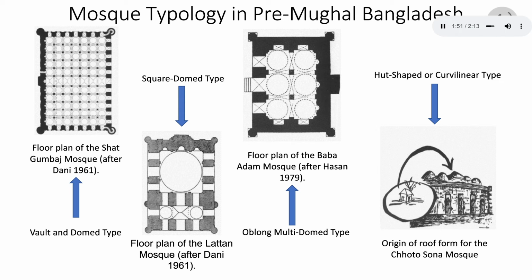In the hut-shaped or curvilinear type, there were two forms of roofs: Dochala, which means two slopes, and Chauchala, which is four slopes. These roofs coined the term Bangla roof. The Chhoto Sona Mosque contains three Chauchala roofs, where the side bays are covered with hemispherical domes.